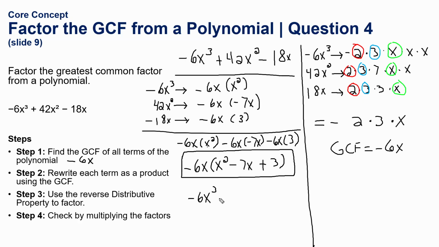Negative 6 times negative 7 is positive 42. X times x is x squared, so we get plus 42x squared. And then negative 6 times 3 is negative 18. I have that extra x term, so I would get minus 18x. Okay, so we've confirmed our work at the end. Okay, so that is question number 4.